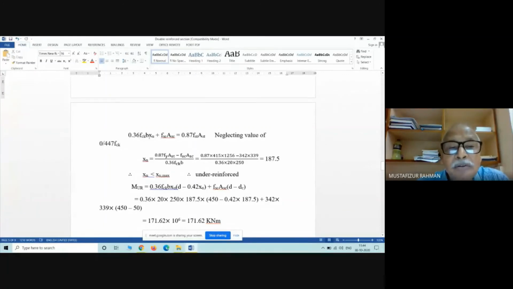Okay. Now, from these expressions, we are trying to find out the value of XU. So we had got XU equal to 187.5. Why does this happen? In our previous solution, we had got 186.38. In this solution, we had got 187.5. What is this difference?